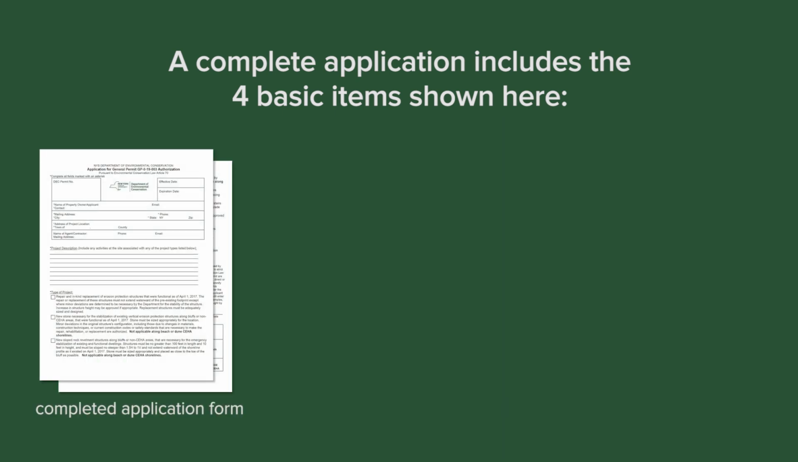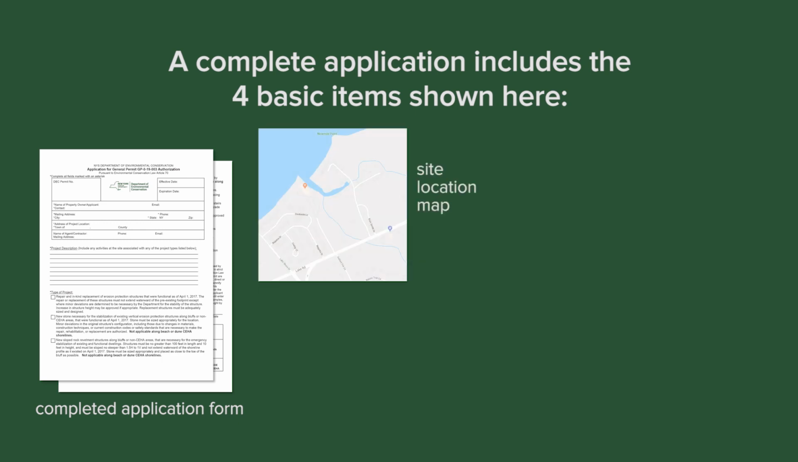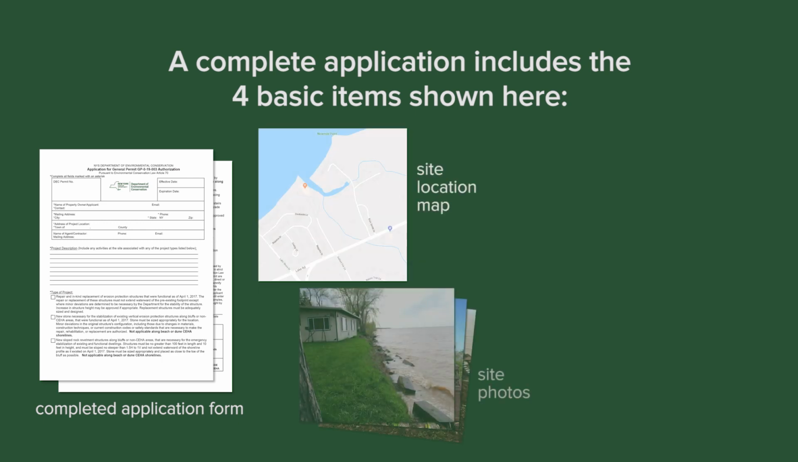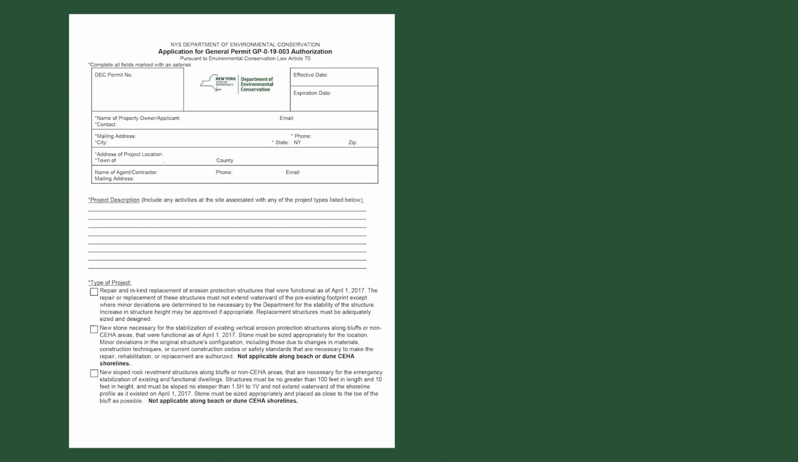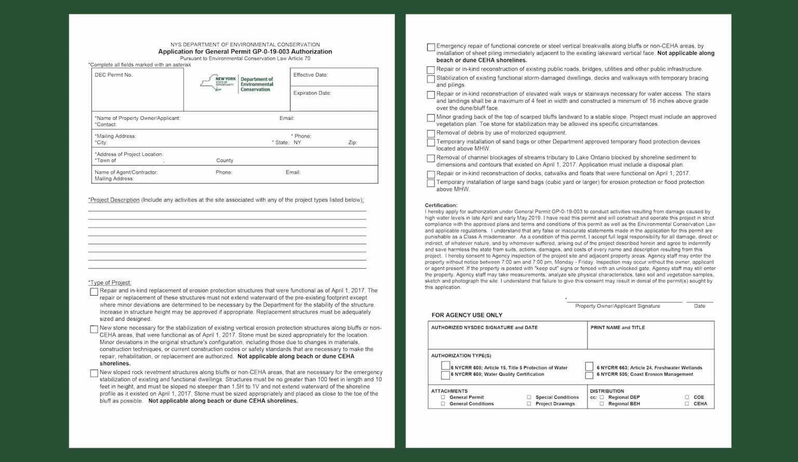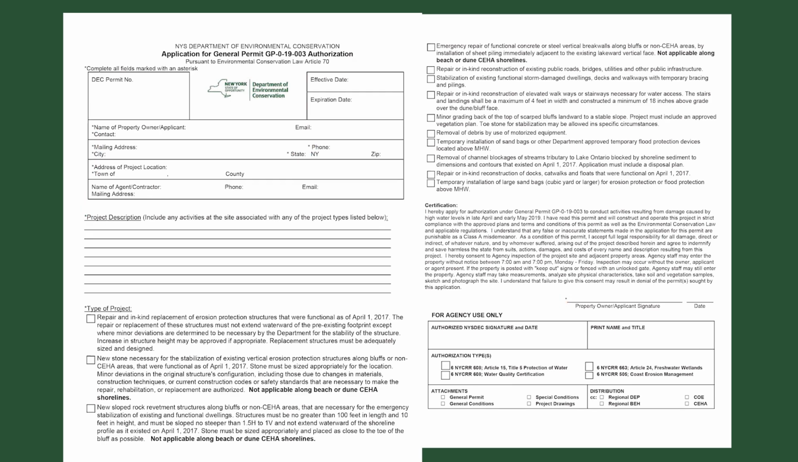1. A completed application form. 2. A site location map. 3. Photographs. And 4. Project drawings. Remember, the application form is 2 pages, and all information marked with an asterisk must be completed.